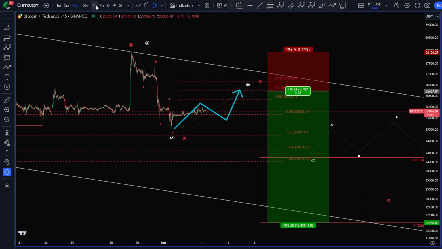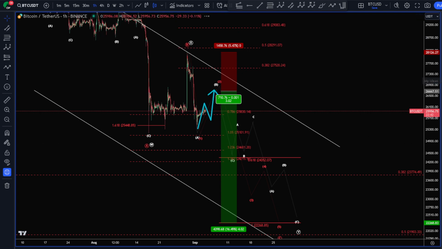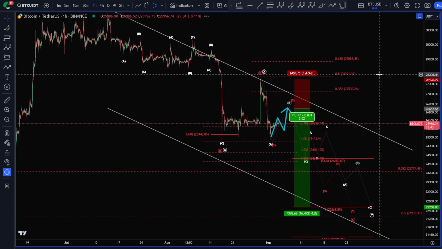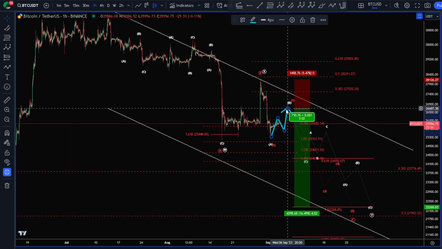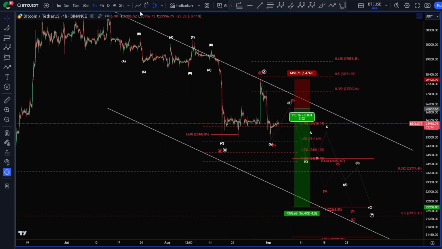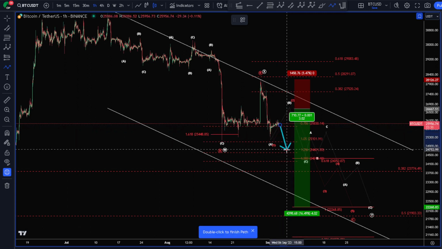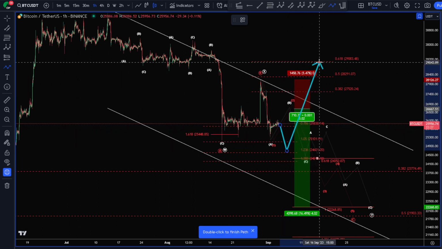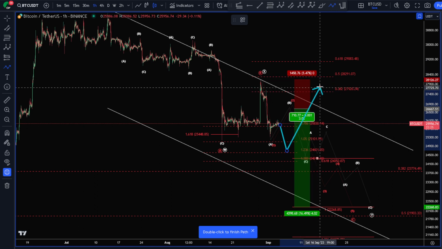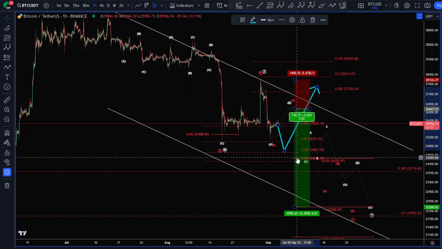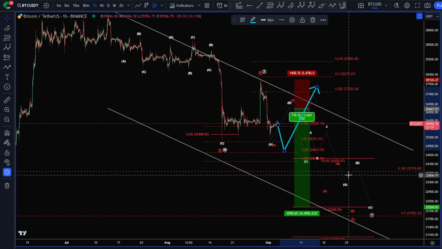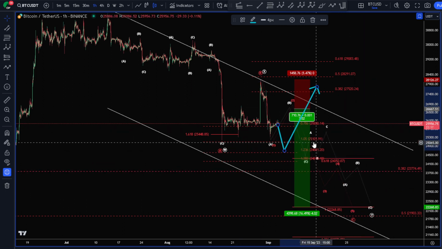An interesting thing about that potential C wave higher I mentioned in this potential flat scenario, if we were to do something like this or even a running flat, similar targets if it was a WXY here, double zigzag behind. So just something to keep in mind.